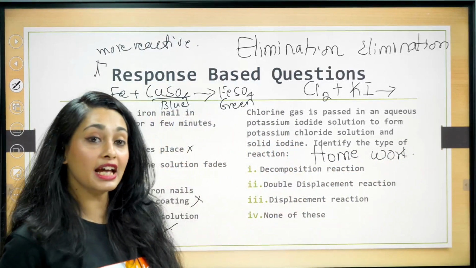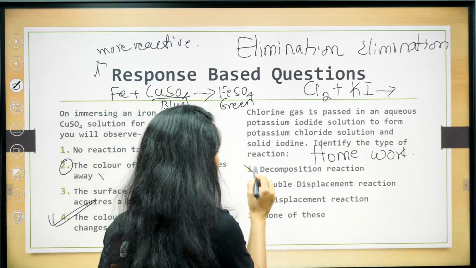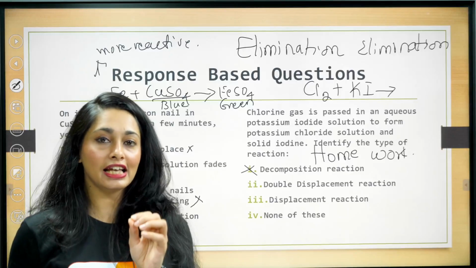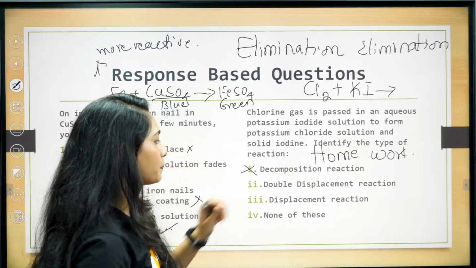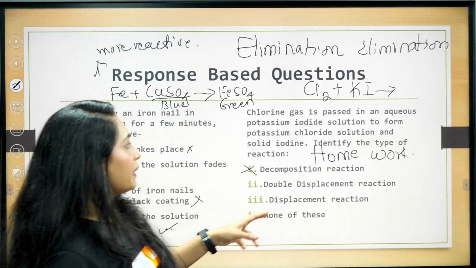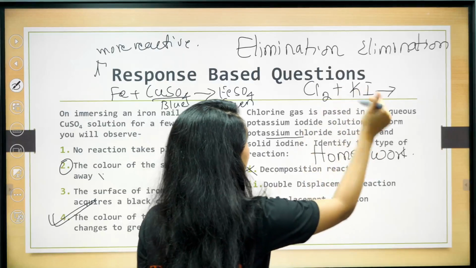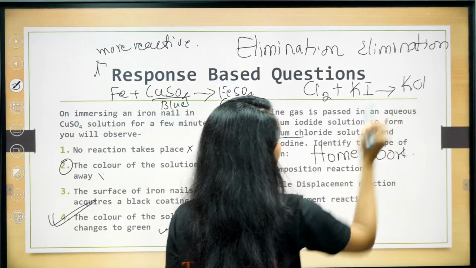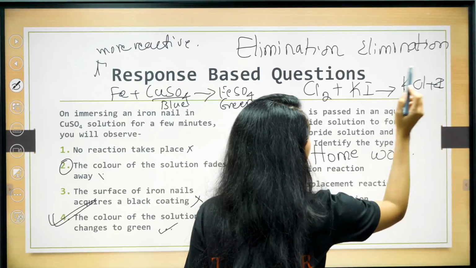So yeah, what type of reaction is this? Is this a decomposition reaction? No, this is definitely not a decomposition reaction. I'll eliminate two of the options for you. Next, double displacement reaction. So displacement reaction, here see here, potassium chloride. KCl is going to be formed and I is going to form.